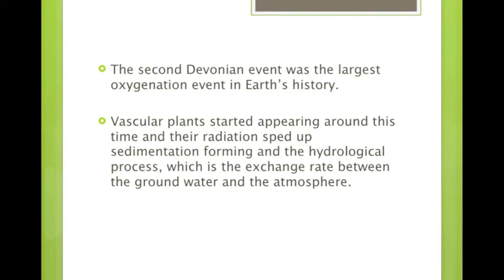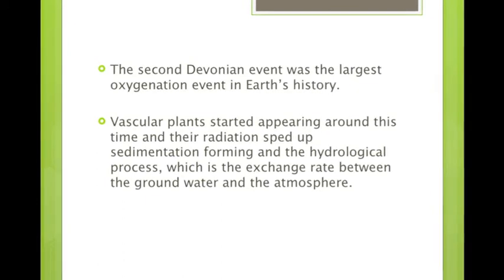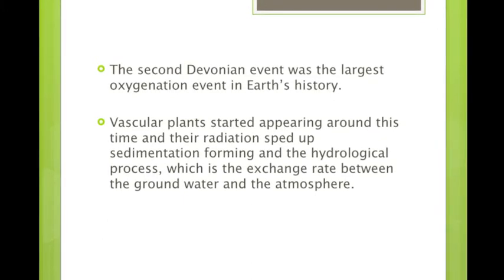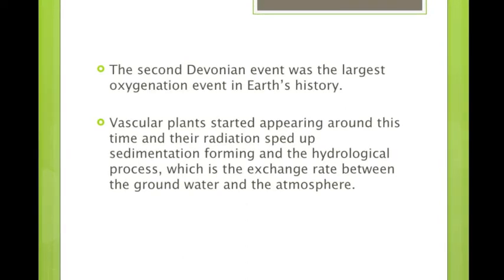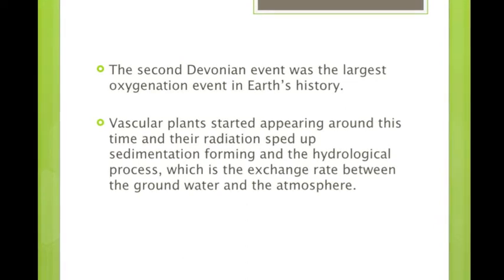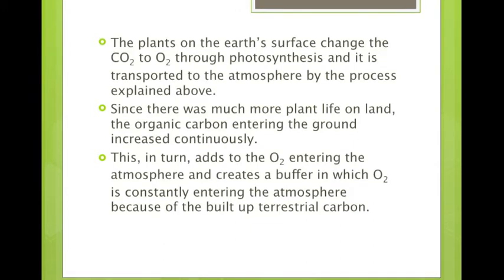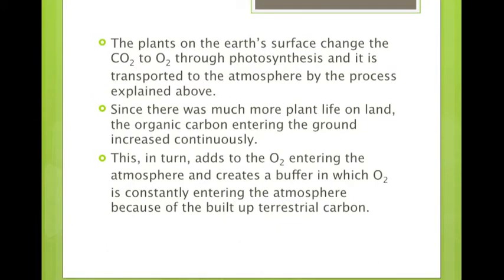The Second Devonian event was the largest oxygenation event in all Earth's history. It was also during the mid-Paleozoic. Vascular plants started appearing around this time, and their radiation sped up land erosion and sedimentation, and also the hydrological process, which is the exchange rate between groundwater and the atmosphere. The plants on Earth's surface change carbon dioxide to oxygen through photosynthesis, and it is transported to the atmosphere by the process explained on the previous slide, the hydrological process.